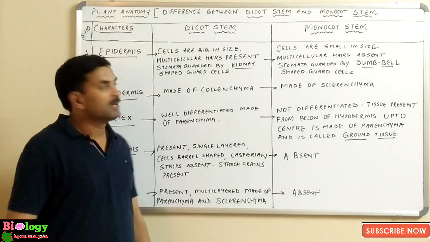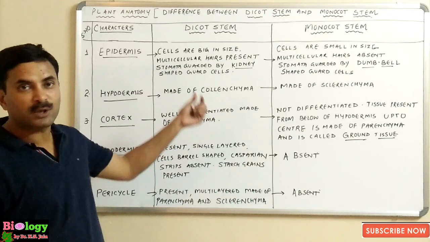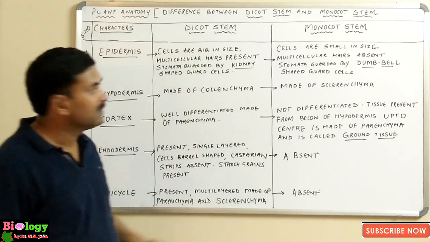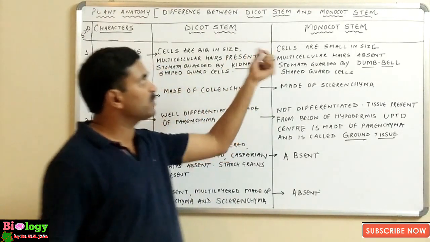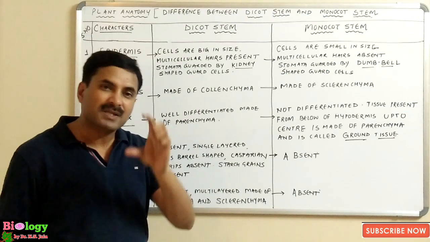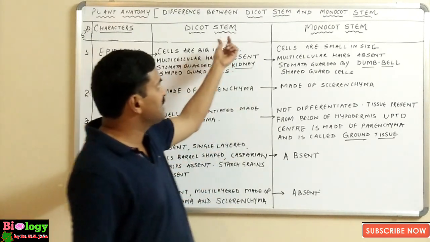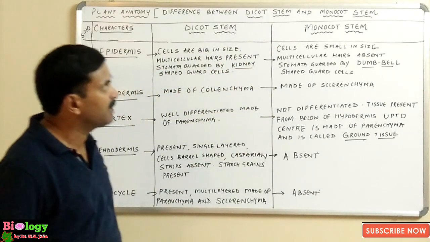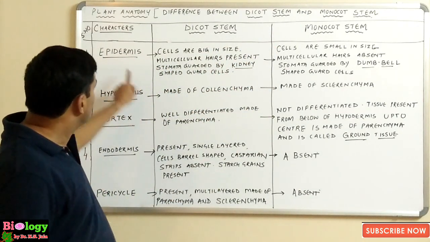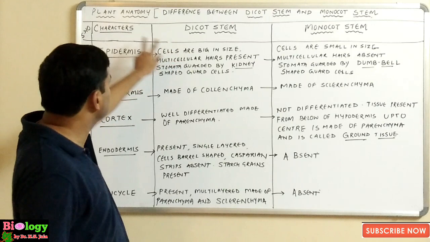Hello students, today we will be talking about a topic related to plant anatomy, and that is the difference between the dicot stem and the monocot stem. This is the backbone of plant anatomy, right? Very first, I have made a column.